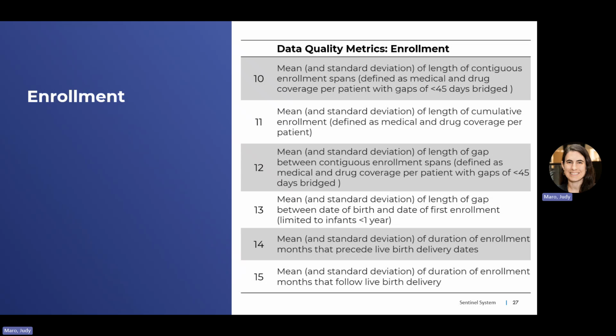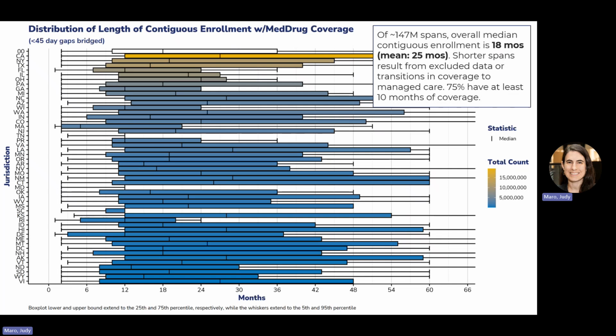And so right now you see that there were 6 enrollment metrics that our technical expert panel advised us to go ahead and collect and measure, and then create figures to look at. So let's take a look at what we have here. Enrollment is very important to PCOR studies because it directly relates to the follow-up available for any given patient. And here I want to show you the distribution of the length of contiguous enrollment for patients that have at least a day of medical and drug coverage in the Medicaid data set.